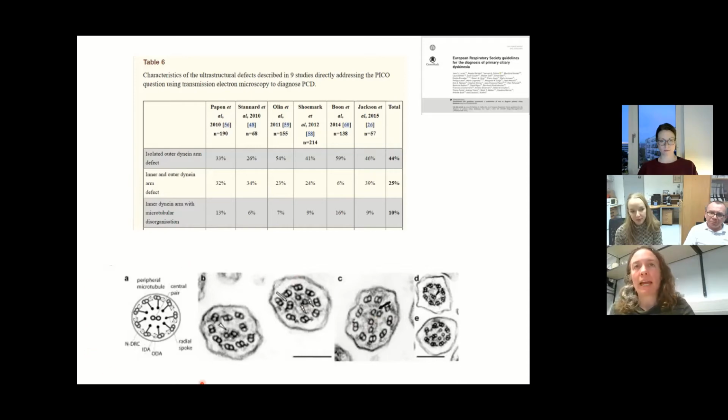This is from a paper describing CCDC39 and CCDC40 defects, which is the main gene which causes this. And interestingly, this figure here is from this lady's fallopian tube. So you actually see the same ultrastructural defects by EM in the fallopian tubes as you do in the airways.